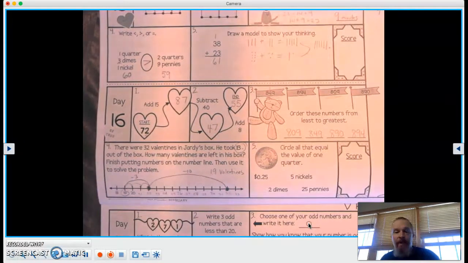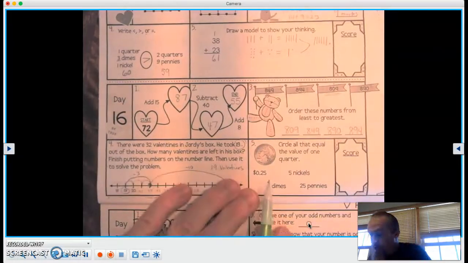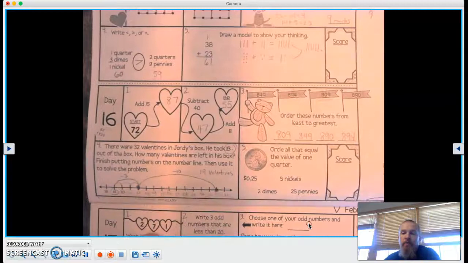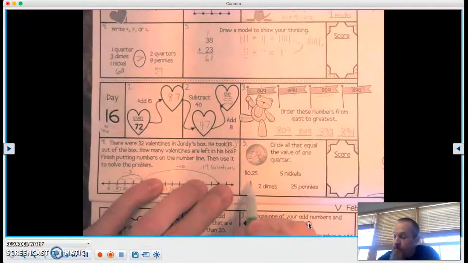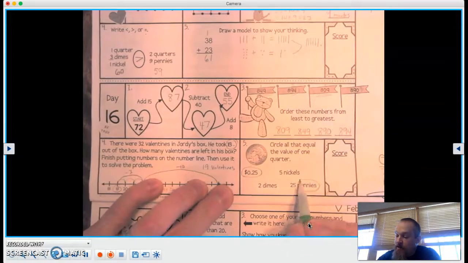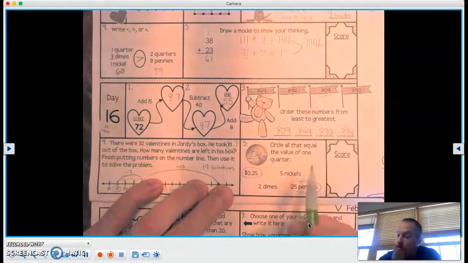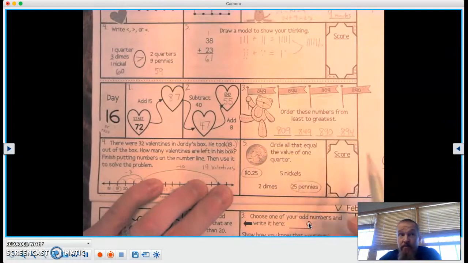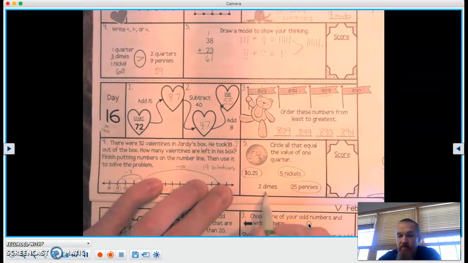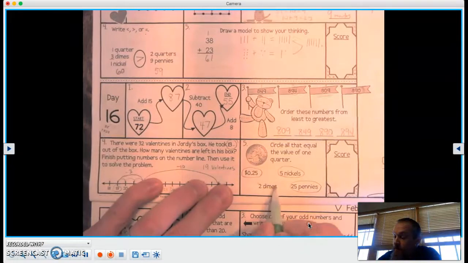All right, number 5. It looks to me like that is a quarter. And it says, circle all that equal the value of 1 quarter. Well, 25 cents is a quarter. 25 pennies would be the same as a quarter. 5 nickels, 5 times 5 equals 25, so that would be. 2 dimes, that's only 20.